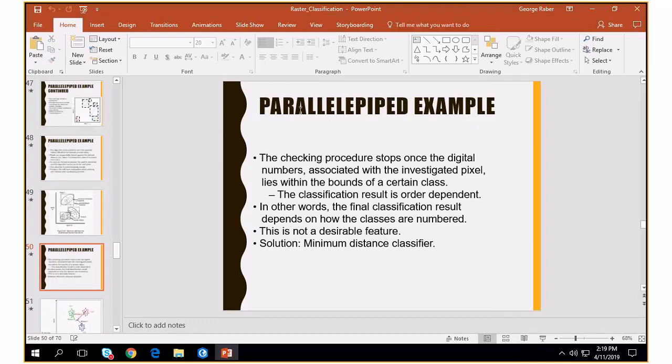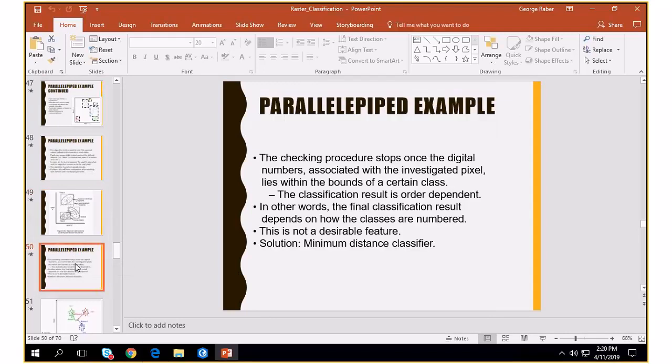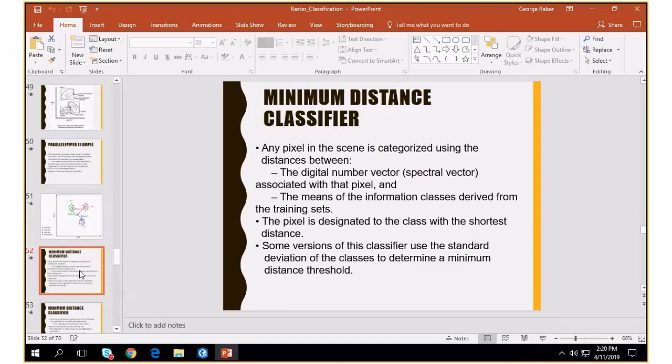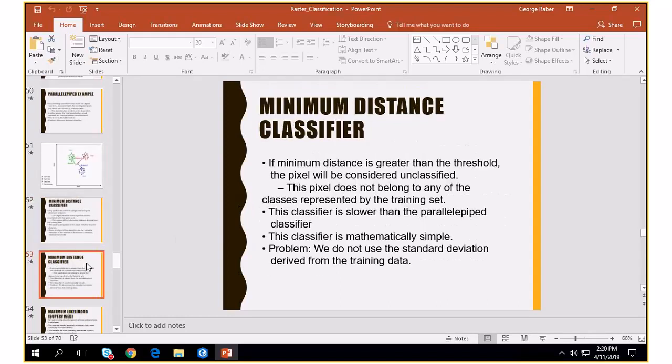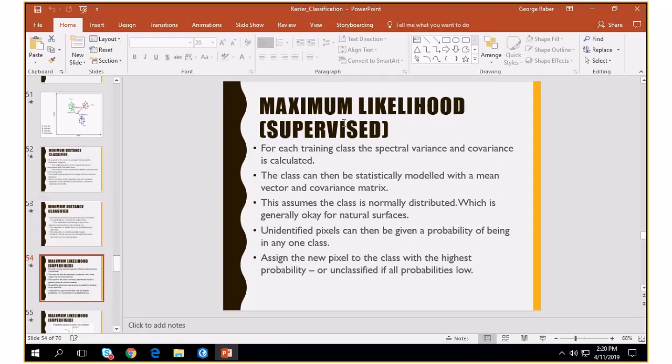So typically, what's actually implemented is this thing called the minimum distance classifier. I'm sorry, parallelepiped, it defaults and uses the minimum distance classifier in situations where there's overlap. Okay. All right. Now, yeah, that's what that is. So the pixel is designated to the class with the shortest distance back to the mean. Okay. It's a pretty simple, mathematically simple algorithm. It's just looking at the minimum distance.